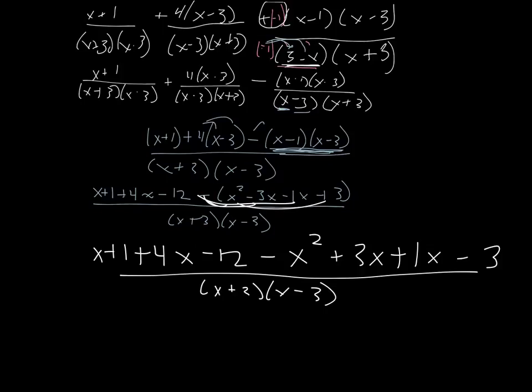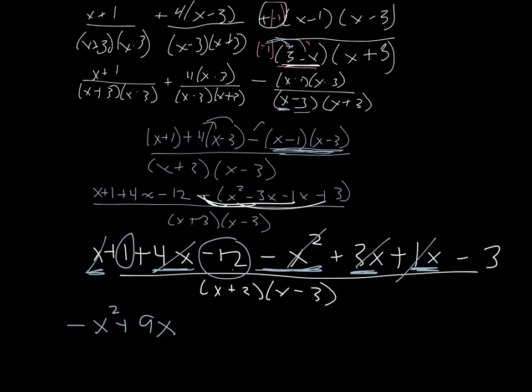And then lastly, let's collect all the x's. So x, that'd be 5x, 8x, 9x. So 9x on the top. Well, I've got this x squared thing, I'll put that at the front. Minus x squared plus 9x. So I've dealt with that, and that. And then left I have a 1 minus 12, which would be negative 11, minus 3 would be minus 14. Okay, all over x plus 3, x minus 3.